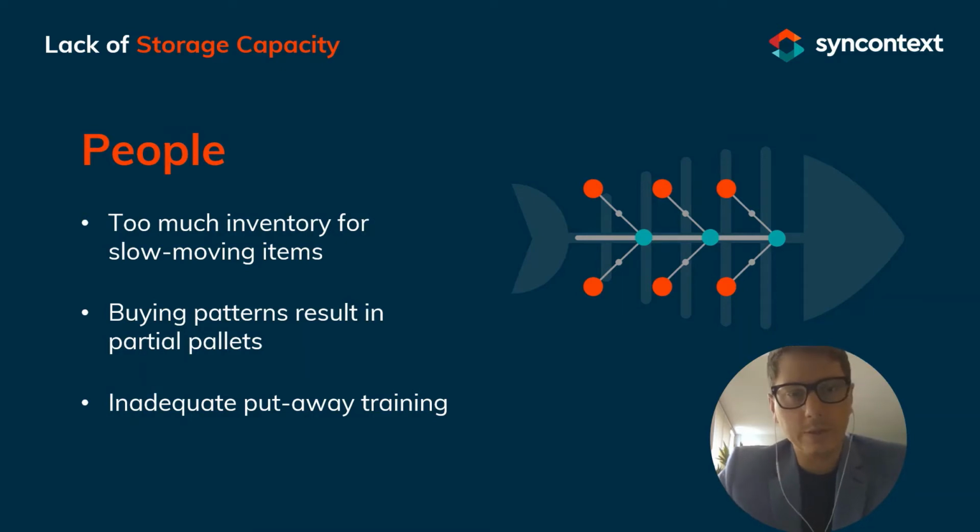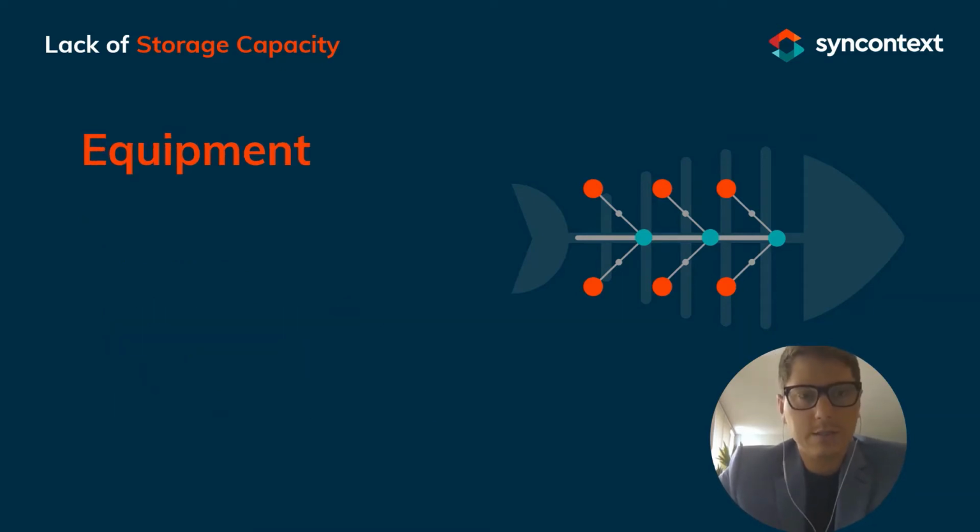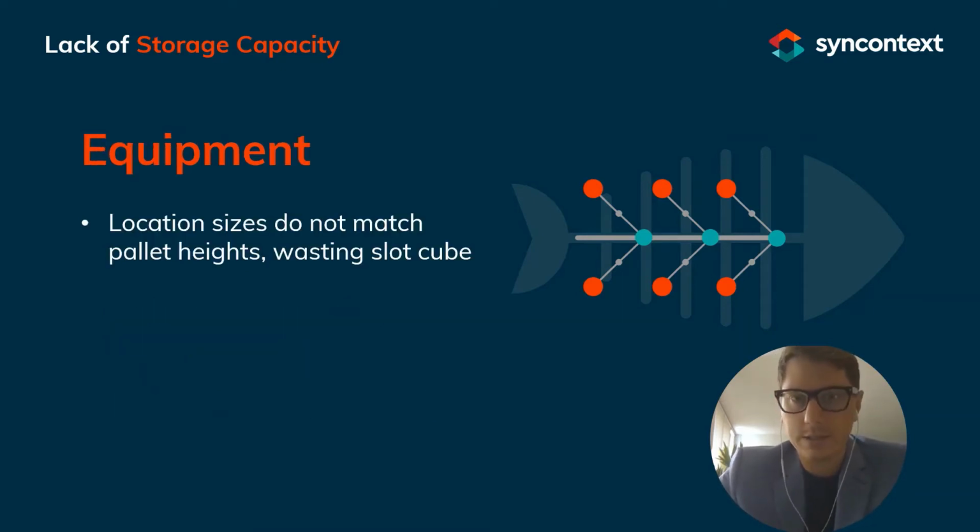Moving on to equipment. Location sizes do not match pallet heights, wasting slot cube. When you're dealing with thousands or tens of thousands of items, you're not always going to have the perfect slot type for an item. However, when an operation fundamentally prefers large slot types as to minimize replenishments and pallet letdowns, the trade-offs outside of increasing selection travel is reduced capacity utilization.